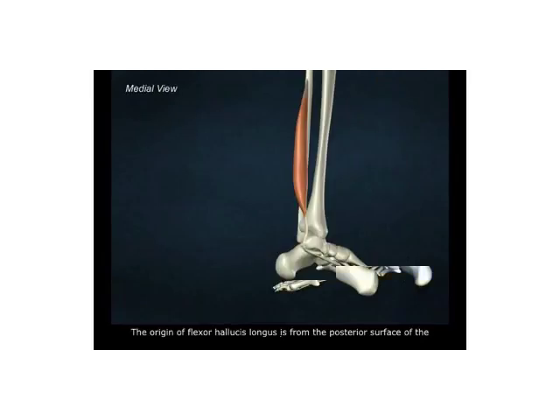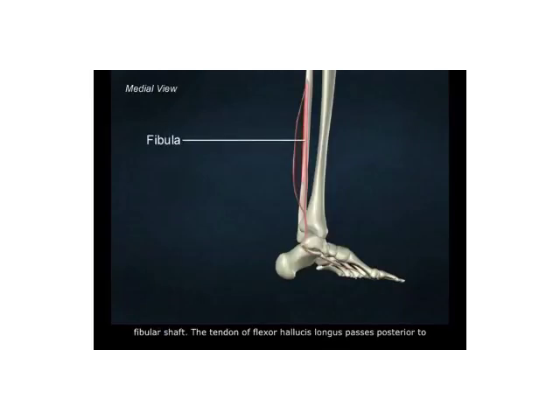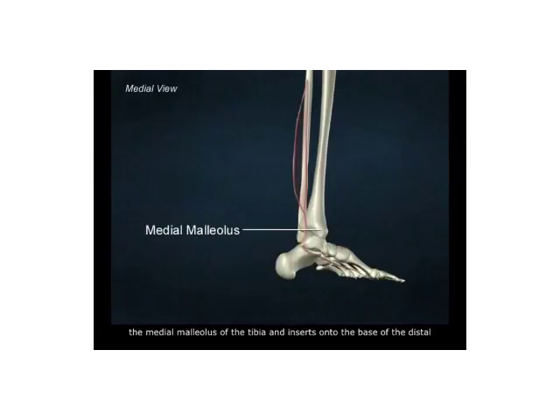The origin of flexor hallucis longus is from the posterior surface of the fibular shaft. The tendon of flexor hallucis longus passes posterior to the medial malleolus of the tibia and inserts onto the base of the distal phalanx of digit 1, also known as the big toe.